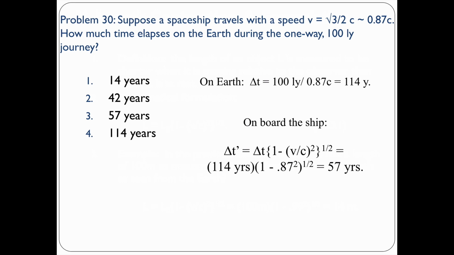This is essentially the twin paradox, right? If you're on Earth, you send something out at 87% the speed of light. It takes 114 years to get there. If you're on board the ship, your clock only measures 57 years. Okay? Both are correct. Both are connected by the Lorentz transformation.